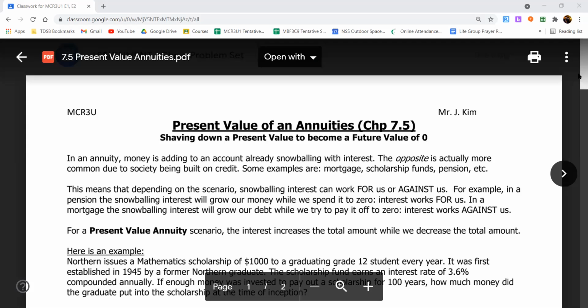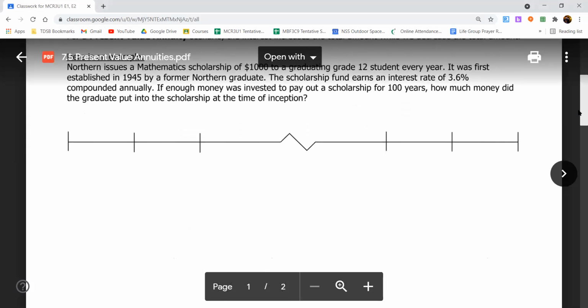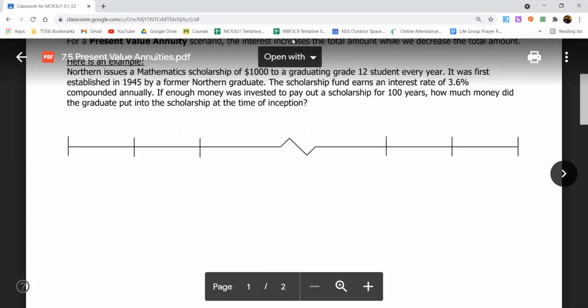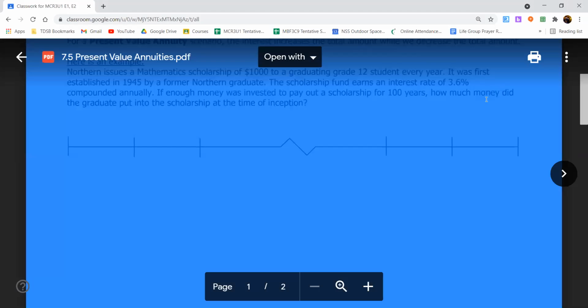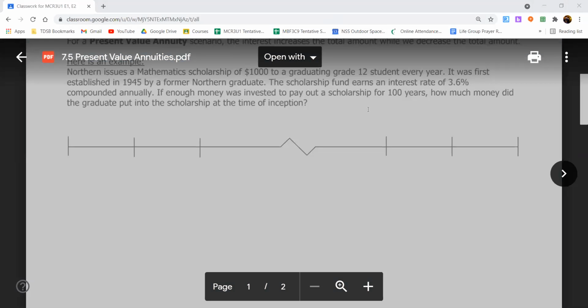If you didn't know already, this is actually a true example. Northern Secondary gives a math scholarship of $1,000 to a graduating grade 12 student every year if you apply for it. Why is it blue?